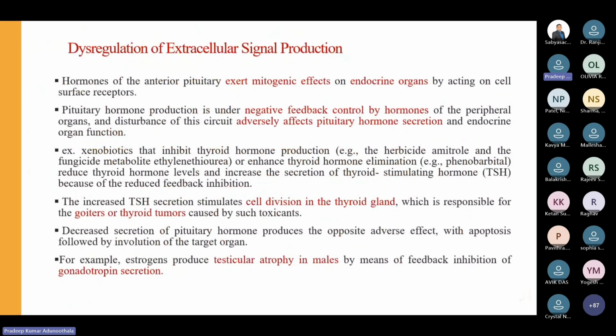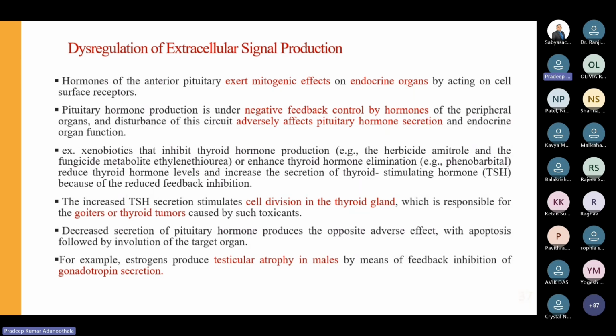Coming to the dysregulation of extracellular signal production, here this activity completely happens on the surface of the cells. So mostly hormones are part of this. Chemicals will affect the hormones of the anterior pituitary that exert mitogenic effects on endocrine organs by acting on cell surface receptors. So pituitary hormone production generally is under negative feedback from peripheral organs, and disturbance of the circuit adversely affects pituitary hormone secretion and endocrine organ function.